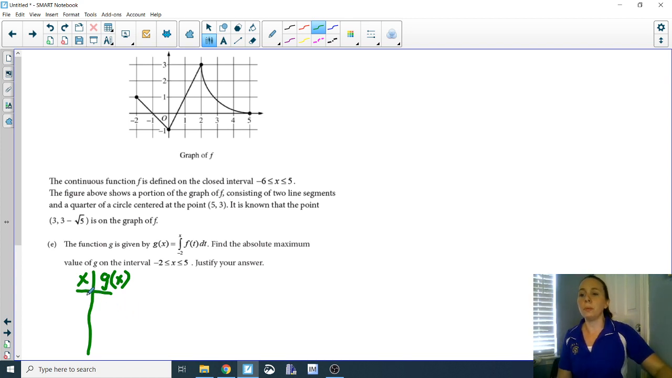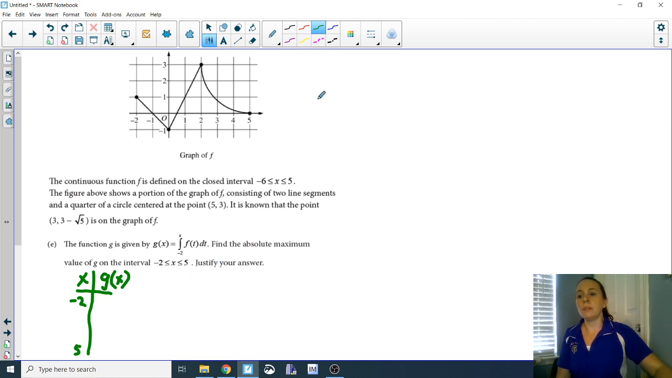So what you're going to do to start this table is figure out what x's go here. What x's go here are the places where you could possibly have a max or a min, your possible extrema. Possible extrema are always going to come from your endpoints and then critical points. Critical points are where the derivative equals 0, or where the derivative does not exist.